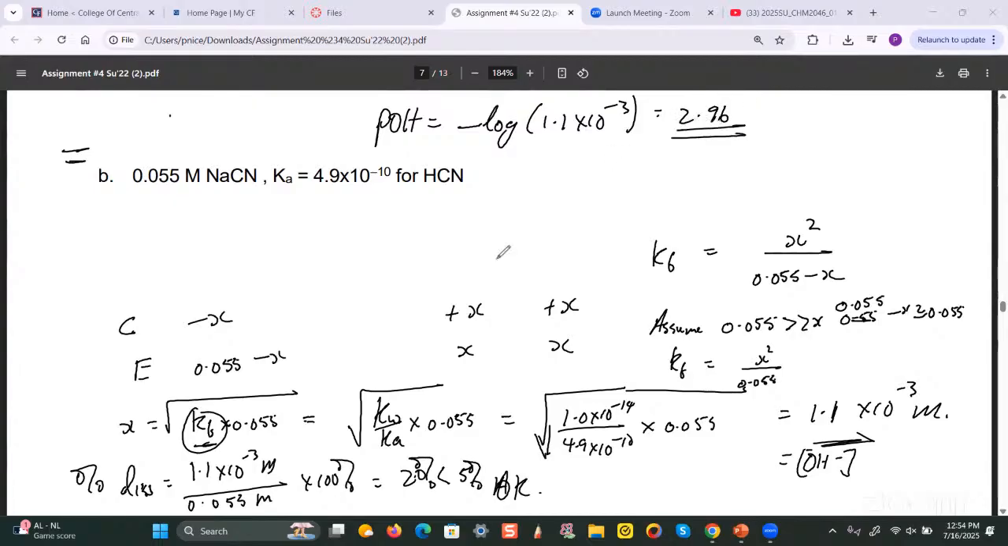All right? But we're not finished yet. We need to find the pH. So how do we find the pH? 14.00 minus 2.96.